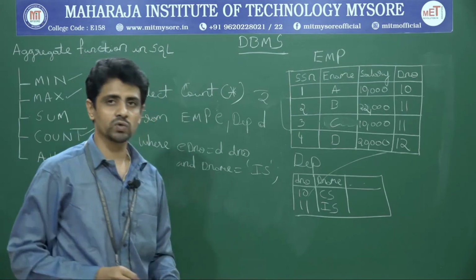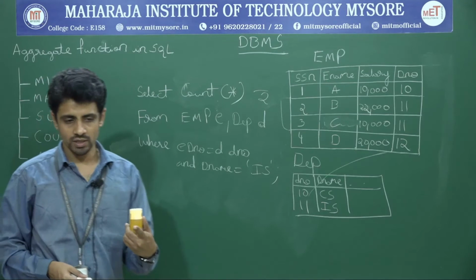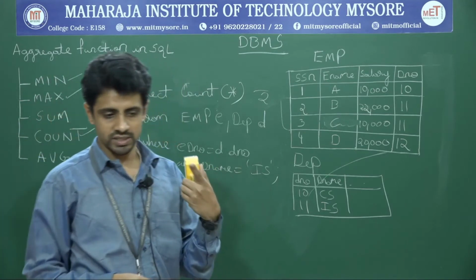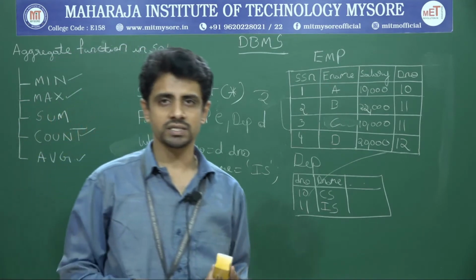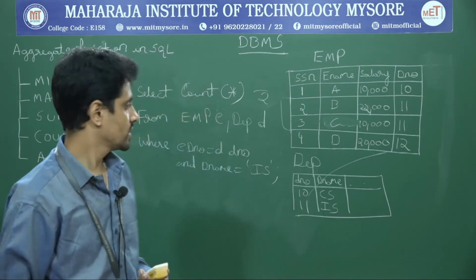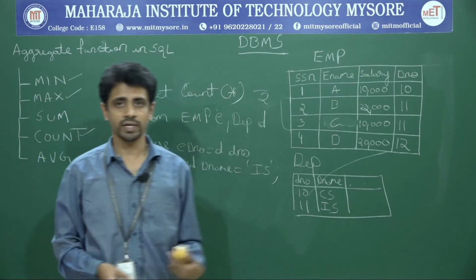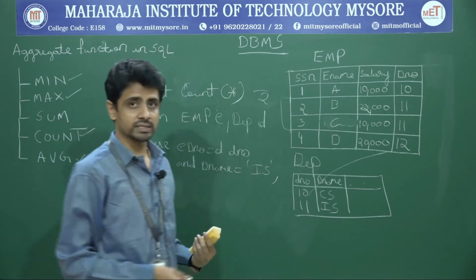So this is how we can use the aggregate functions, not only with a single relation, not only with a single condition, but with multiple conditions and multiple relations by applying the join conditions. So this is all about your aggregate functions. We require some more aggregate functions to be learned. We'll see one more example now.